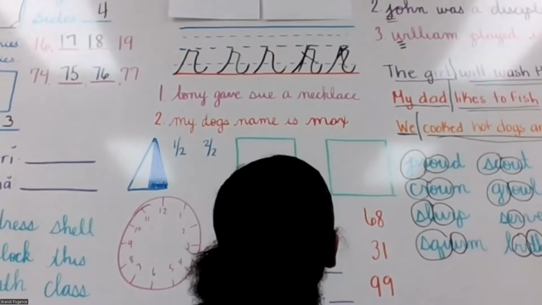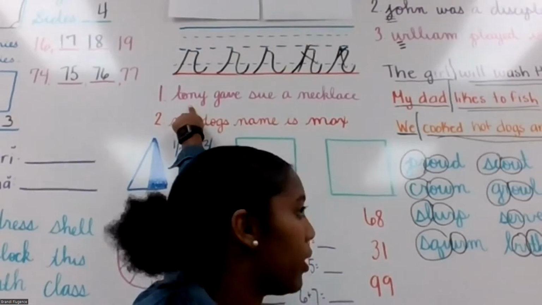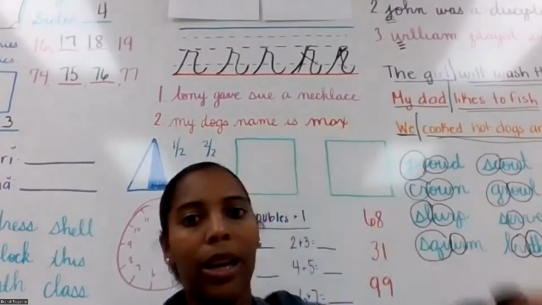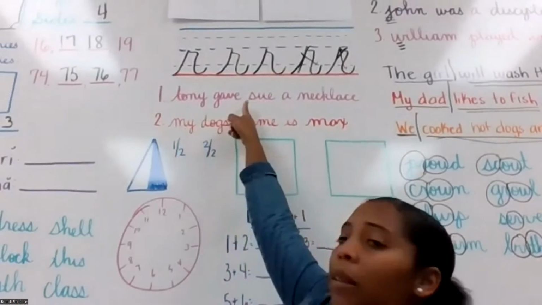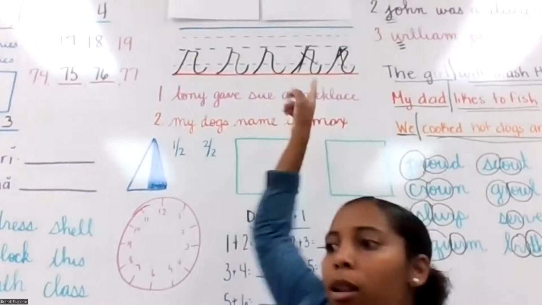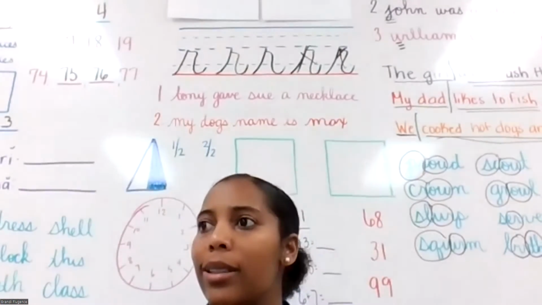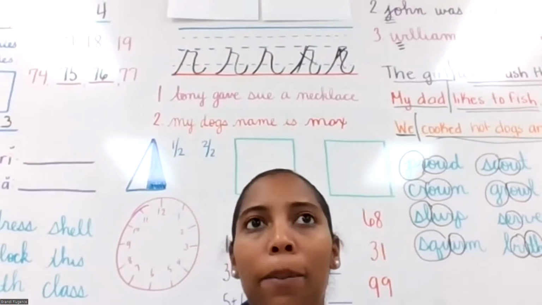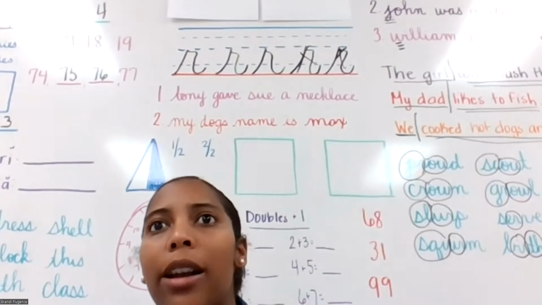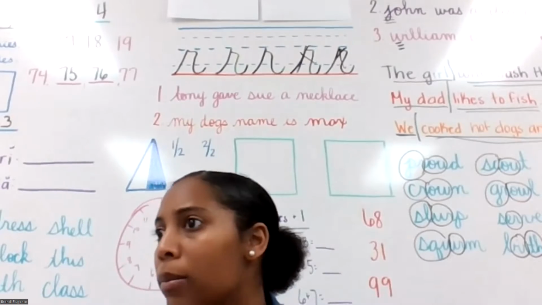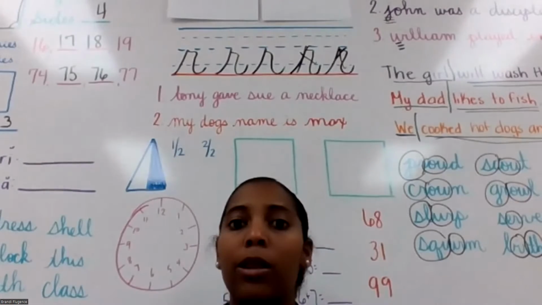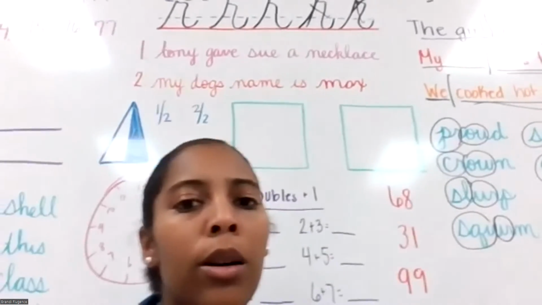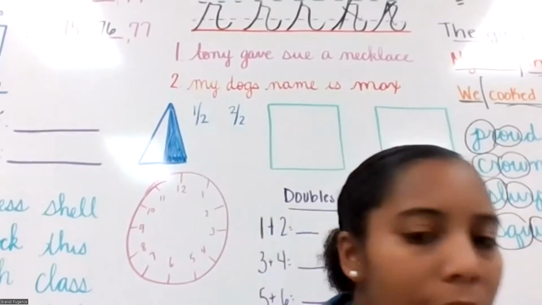So number one says, Tony, first name, gave Sue a necklace. Again, Tony gave Sue a necklace. Who are our people in the sentence? Tony and Sue. So those are proper nouns. So when I write both of their names, how should I write their names? With a capital letter. So go ahead and do number one. Tony gave Sue a necklace.